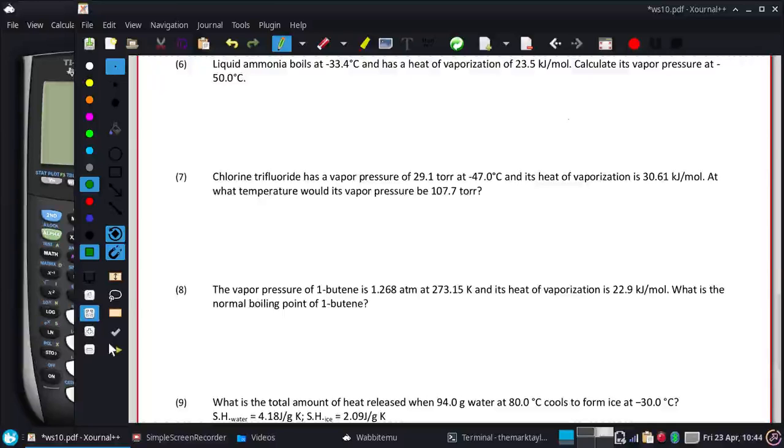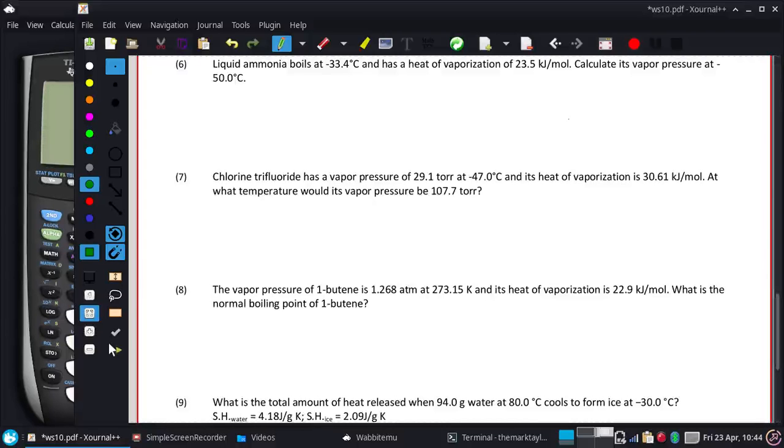All right, looking at number 6 here, it tells us that liquid ammonia boils at negative 33.4 degrees Celsius, has a heat of evaporation of 23.5, and it wants us to calculate the vapor pressure at negative 50.